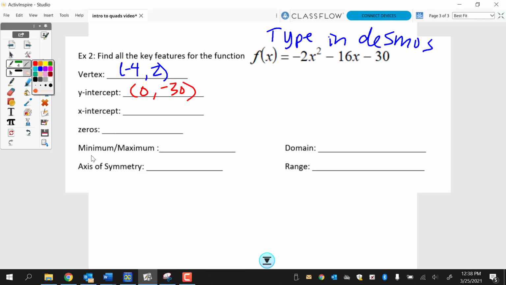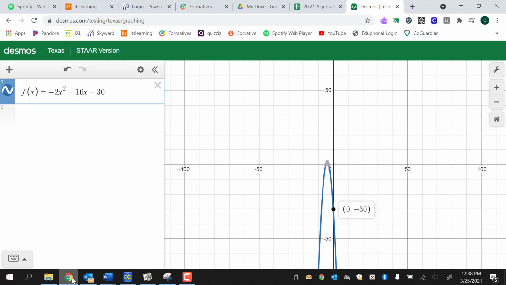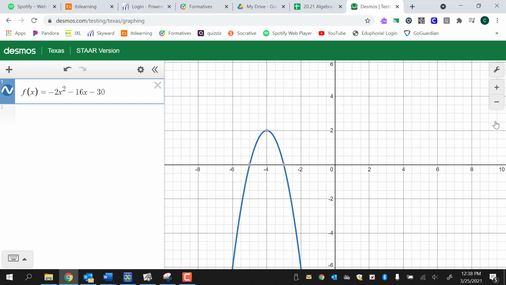Okay, the next one was x-intercept. We know that's where it crosses the x. And in the last graph, it didn't touch the x, but in this graph, it does. And it tells me what numbers it touches. So since I zoomed out a lot, I'm going to click the home button. That's going to take me back to normal numbers. So on mine, one of the numbers was -5 and 0. And the other one was -3 and 0. So that's what I got to write.